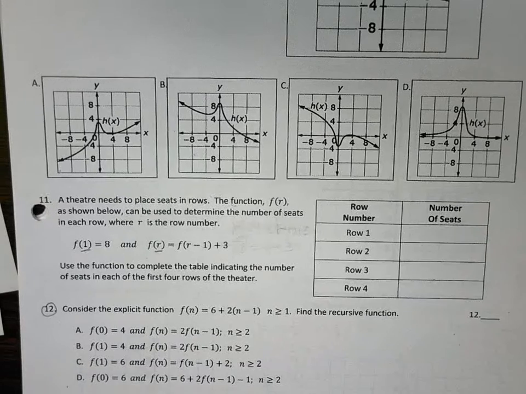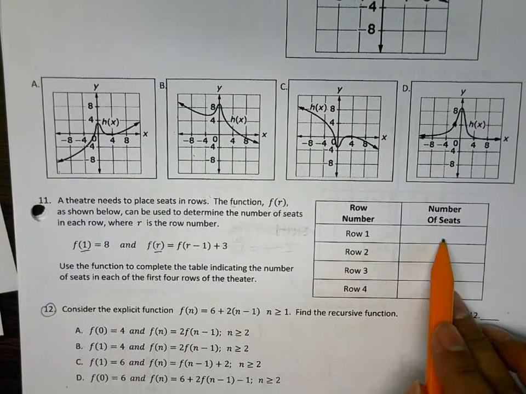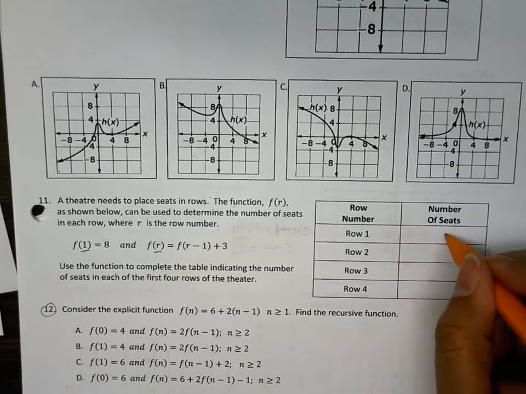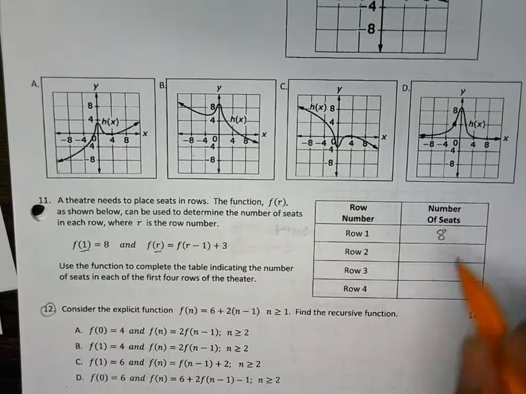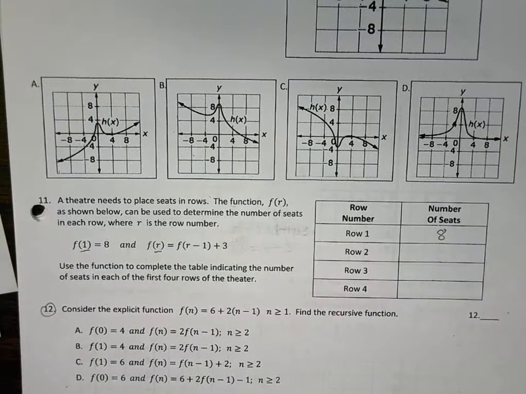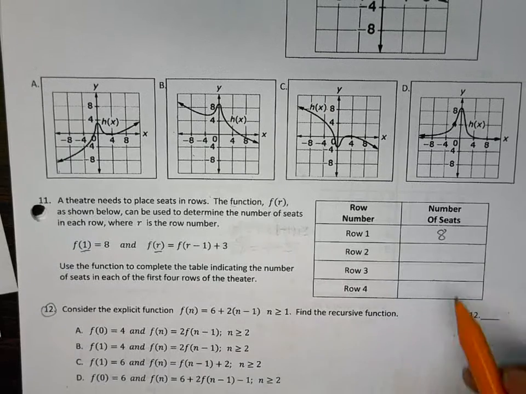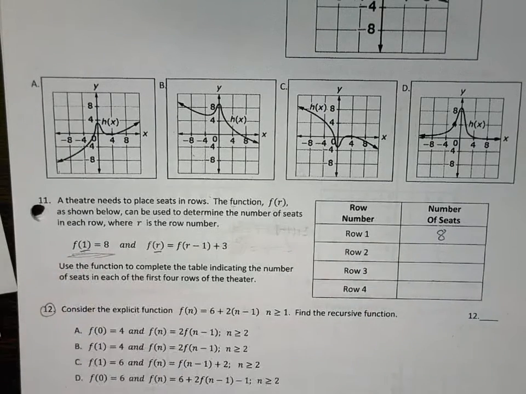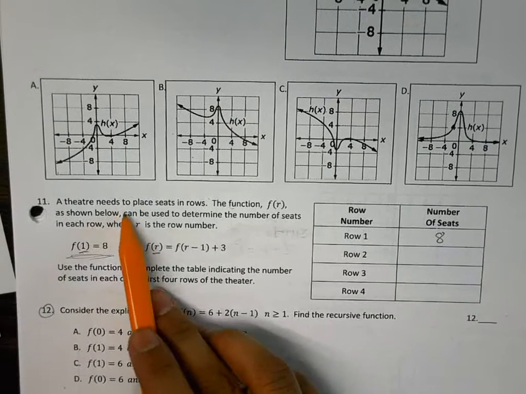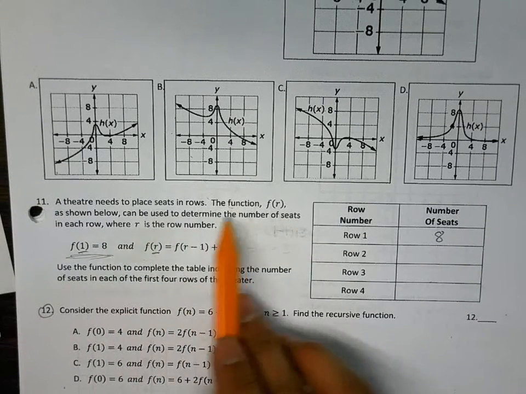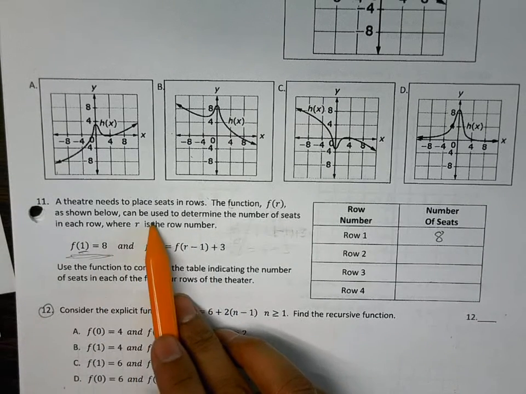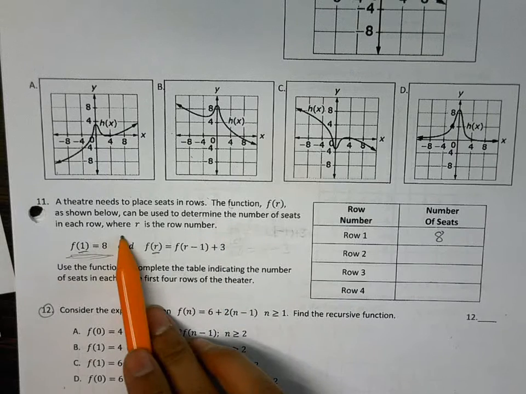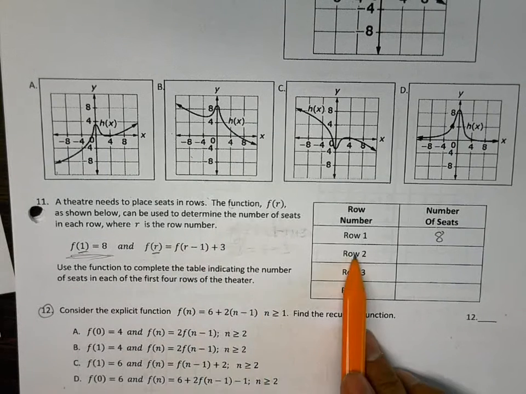Okay, well, we know when it's row 1, there's how many seats? 8. And how do we know that? Because it says right here that it is 8. A theater needs to place seats in rows. The function f of r is shown below. It can be used to determine the number of seats in each row, where r is the number of rows.